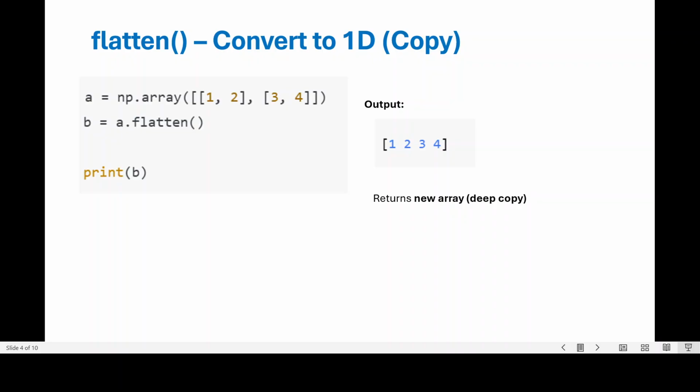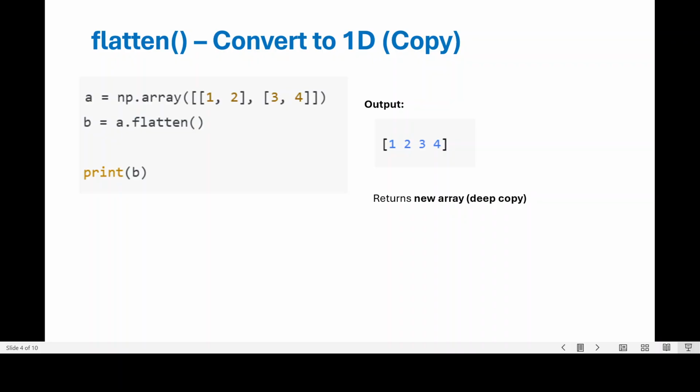Next we are going to see the function flatten(). The flatten() function converts a multi-dimensional array into a one-dimensional array. Unlike ravel(), flatten() creates a completely new array. Therefore, it performs a deep copy. Let us understand this by using the following code.